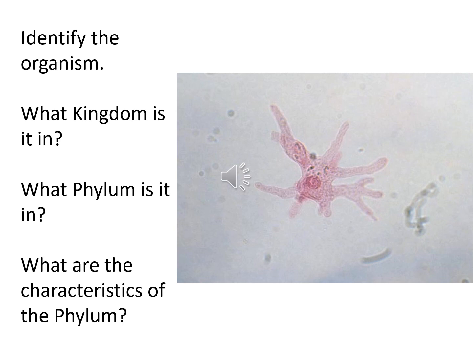This one happens to be an amoeba. It's in kingdom Protista. It's in phylum Sarcodina. The characteristics of the kingdom, I forgot those. Unicellular, eukaryotic, motile. The characteristics of the phylum would be that it has pseudopodia, false feet. We could ask that for any of the organisms that we saw on the handout or the pictures here.